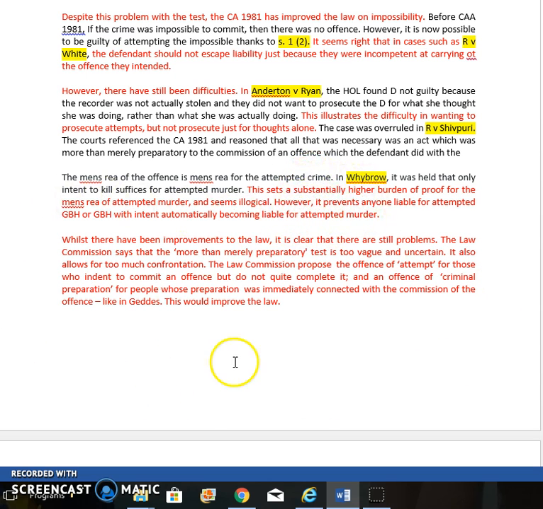And then the conclusion, I'm summarising what I've said here, that the law is better than it was. We've got one test now, but the test is still a bit problematic. It's good that we've got attempting the impossible, although there's been a little bit of a problem there with Anderton and Ryan. But we do still have some difficulties, and a good way to conclude is the Law Commission recommendations. So they want to clear it up and separate two slightly different offences of attempts, which you can see just there, and that would improve the law.